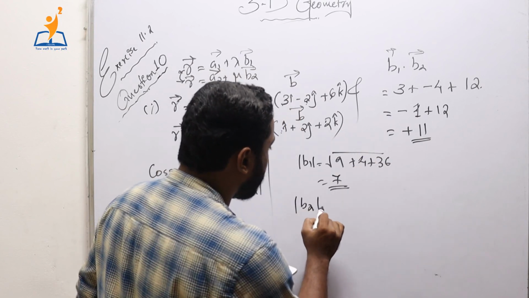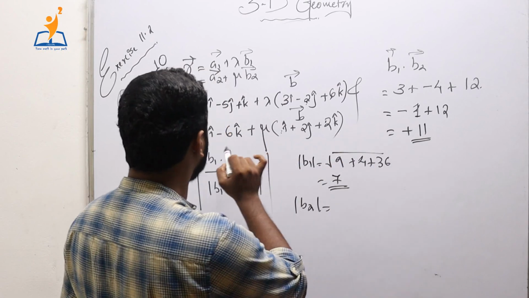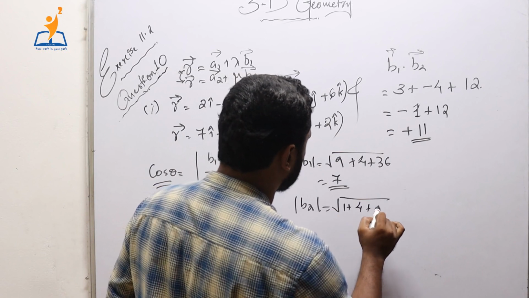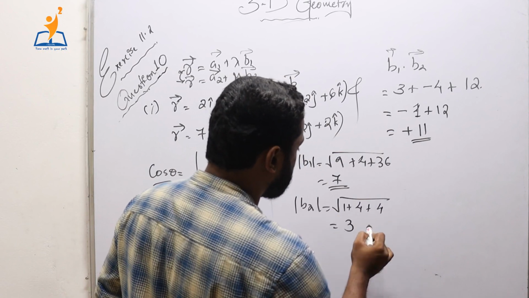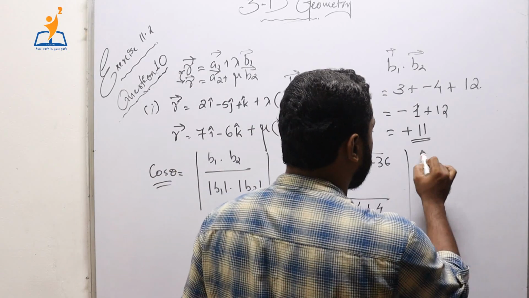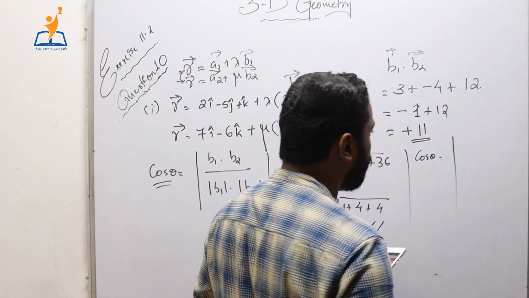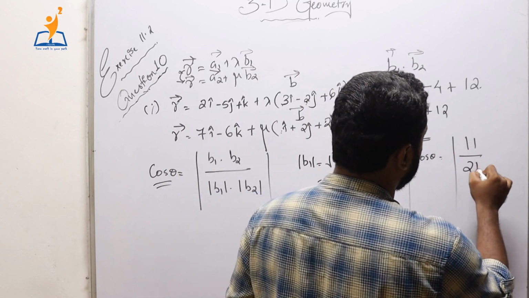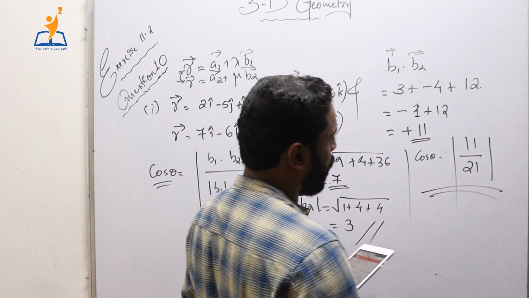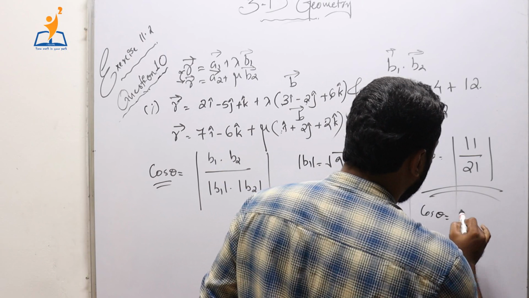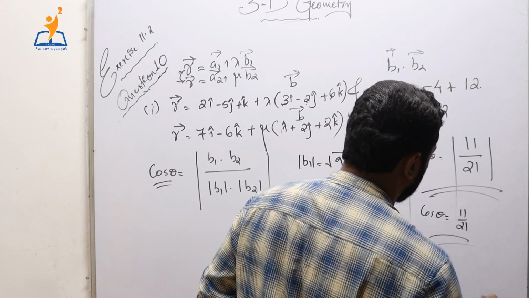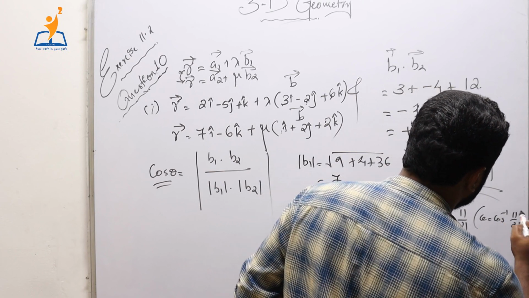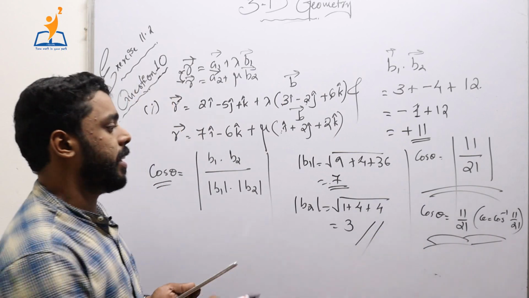Now mod b2 is equal to, mod b2 is nothing but what? Square root of 1 square is equal to 1 plus 2 square equal to 4 plus 2 square equal to 4, which is equal to root 9, which is equal to 3. Now we get cos theta, the angle between these two vectors, as modulus of 11 divided by mod b1 into mod b2, it is equal to 21. So cos theta is nothing but 11 by 21, as this quantity is positive. So theta is equal to cos inverse 11 by 21 will be the angle between these two lines.